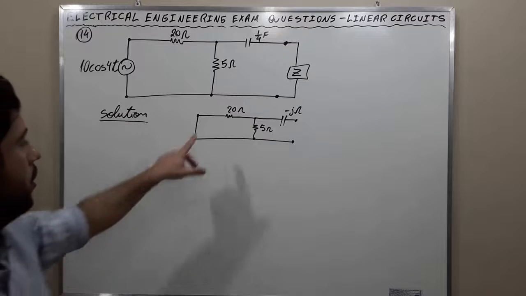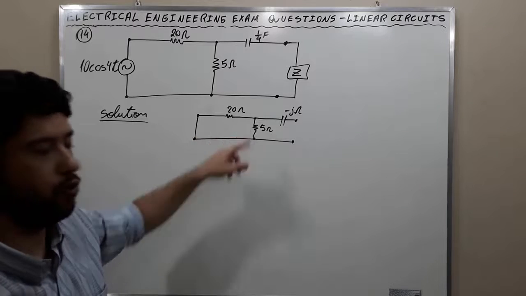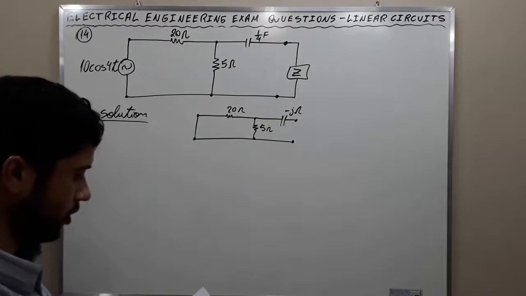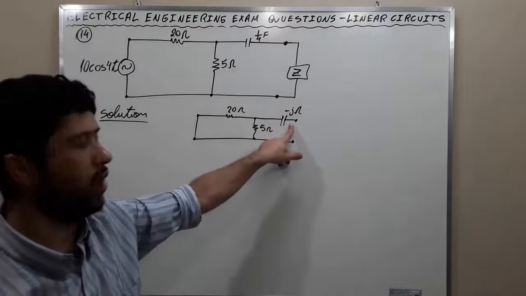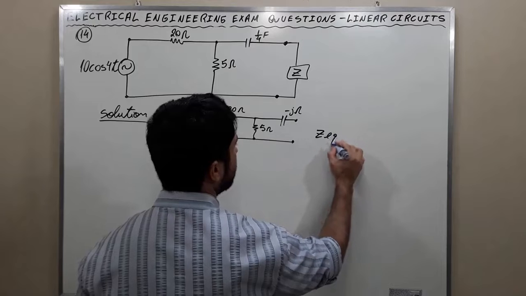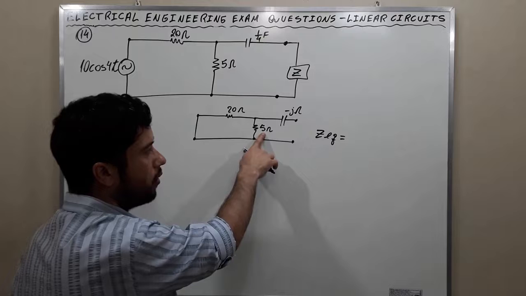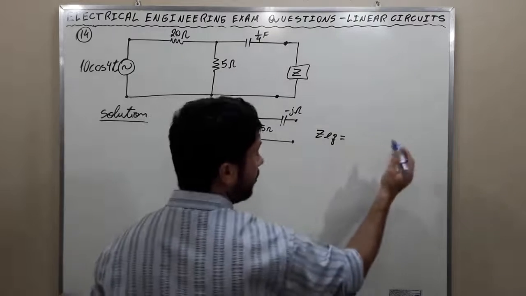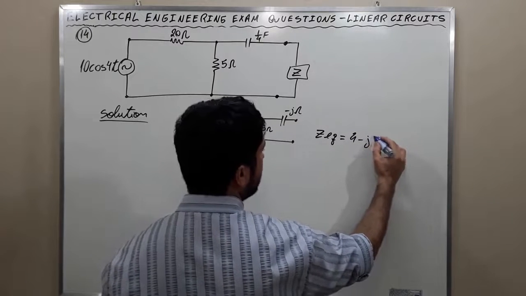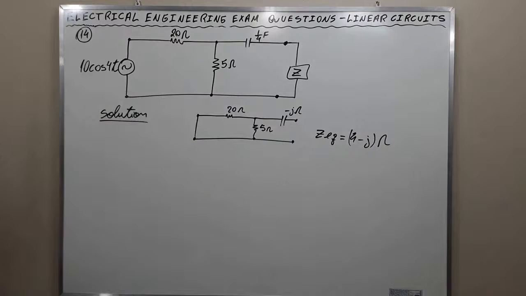Firstly, we're going to work on the parallel connection between these two elements here. And then we are going to add this. And then the equivalent impedance is 20 in parallel with 5 is 4. 5 minus J, 4 minus J ohms. Alright? This is the equivalent impedance.